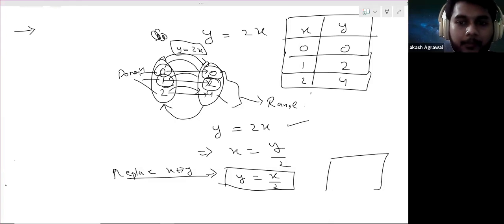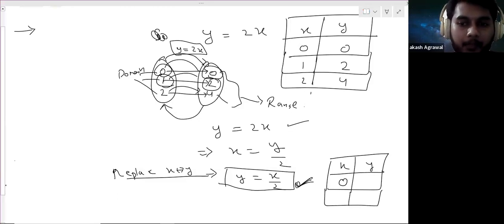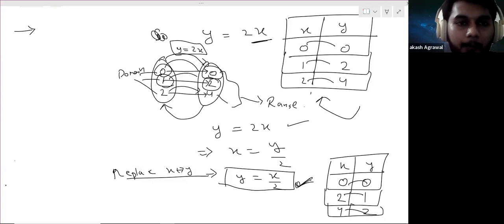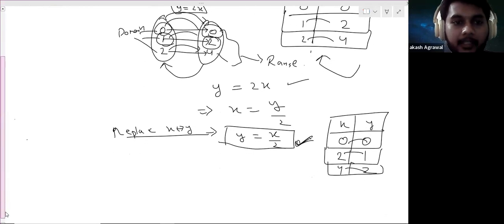How? Let's make a table. If I put x is 0, what is the value of y here? 0. If I put x equals 2, then y is 1. If I put x equals 4, then y is 2. Do you see the pattern? The function was giving 0, 0, 1, 2, 2, 4. This is giving 0, 0, 2, 1, 4, 2. Just the inverse of this. So this is what the inverse function is. This is clear, Shahid? Yes, sir.